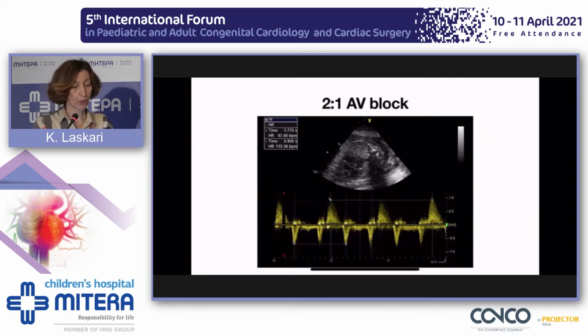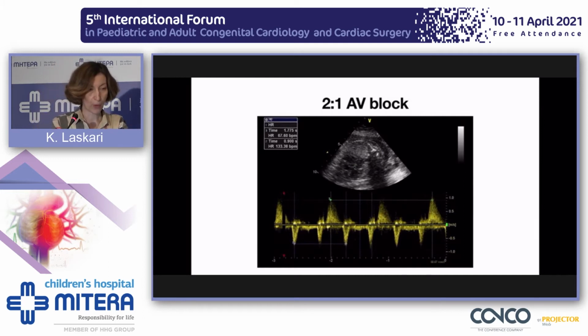This is a case that shows the mitral to aortic pulsed wave Doppler tracing of 2-to-1 AV block. As you can see at the bottom, the atrial heart rate is 133 beats per minute, and the ventricular heart rate is exactly half of it, which is 67 beats per minute, and this is due to 2-to-1 AV block. This can actually progress to third-degree AV block, like in this case.